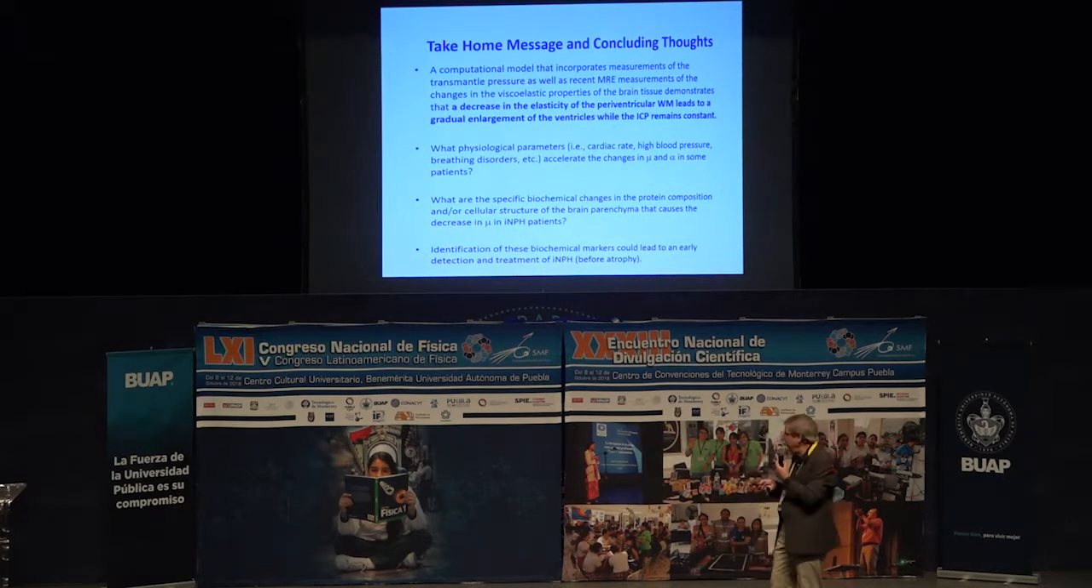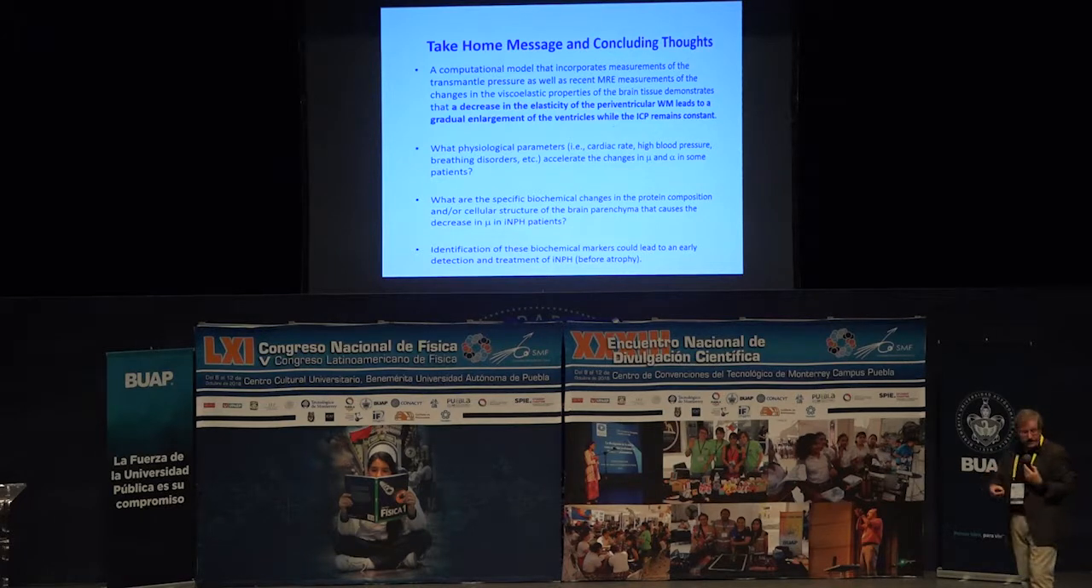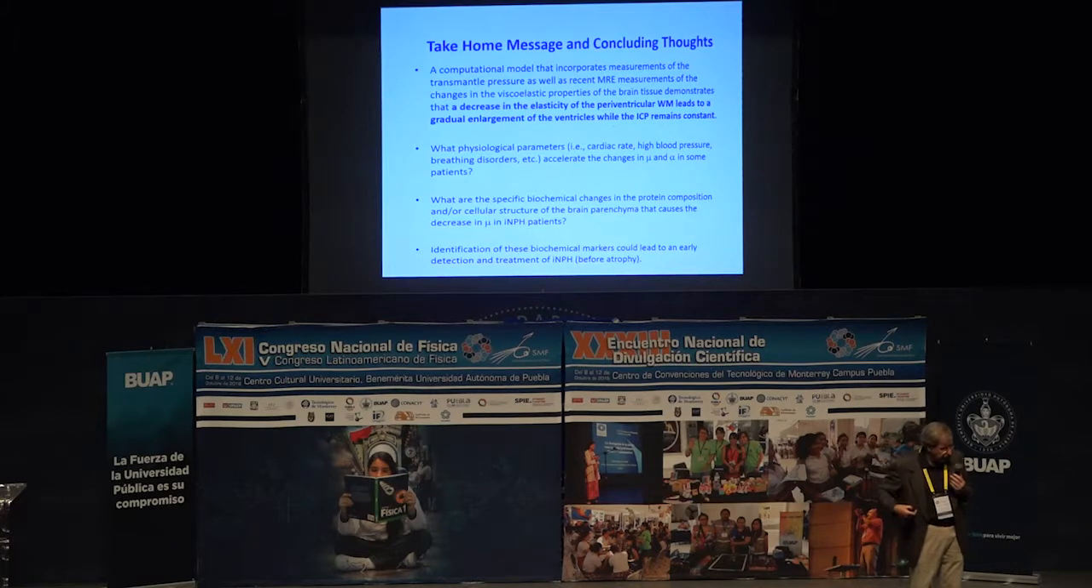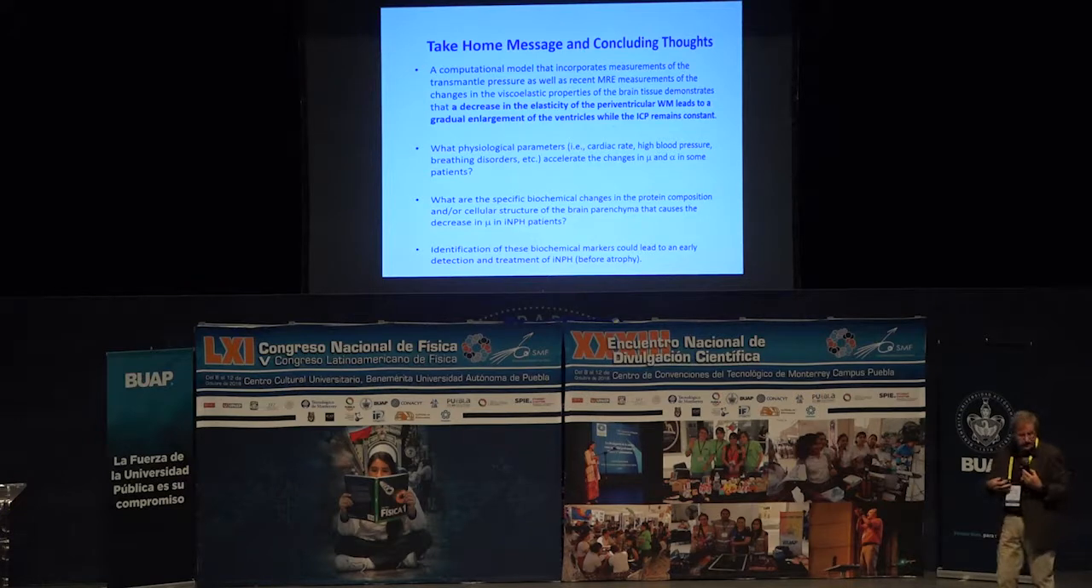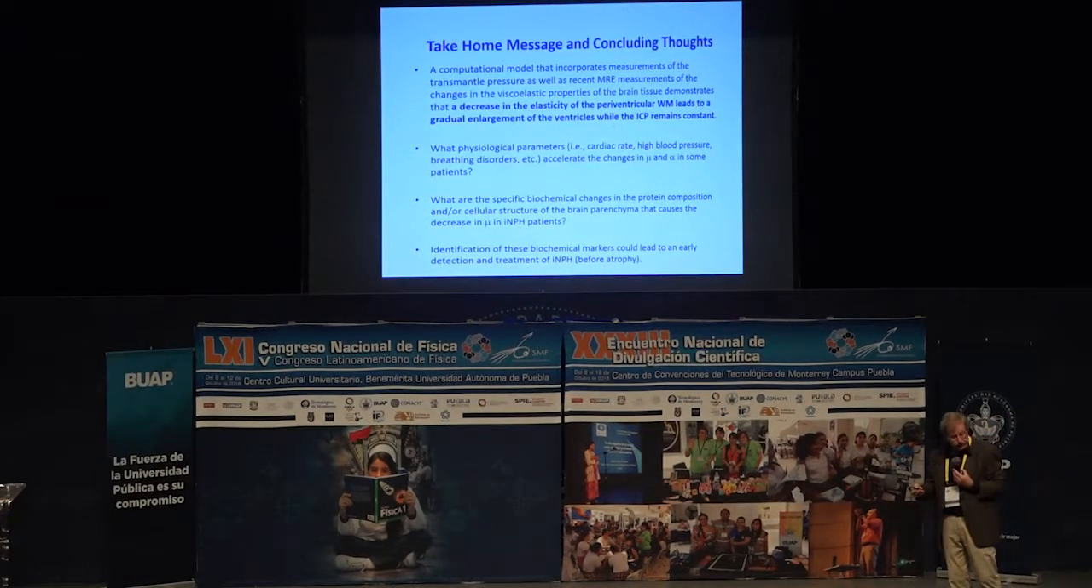So what we need to understand now is what are the specific biochemical changes and protein composition or cellular structure that make the brain get softer. Because if we identify that, then we can have markers that can be extracted. We can do a tap from the spinal fluid from the canal and then check for all these proteins and see if indeed this patient is in this condition or not. The other important thing is what are the physiological parameters, cardiac rate, or even high blood pressure or breathing disorders, that may accelerate this accumulation of the strain.